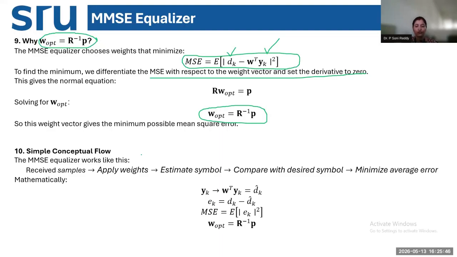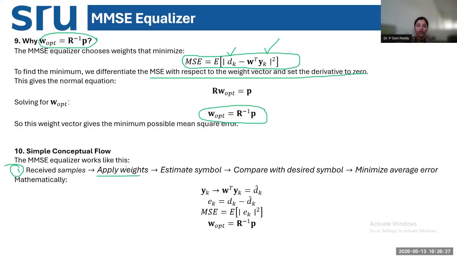Okay, so what is my conceptual flow for the MMSE equalizer? How is this equalizer acting here? The first step is to get the received signals or received samples. The received samples will be of different types, that means the current sample as well as previous samples. So we will have all the previous samples also. Why? Because intersymbol interference will cause previous samples to overlap with the current sample because of the delay that it is experiencing. Yeah.